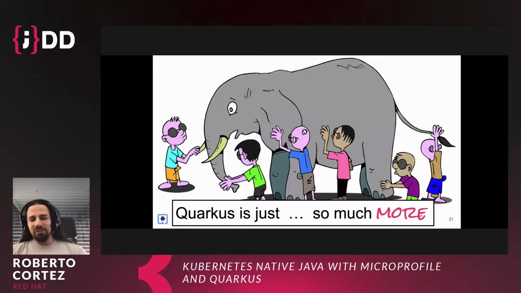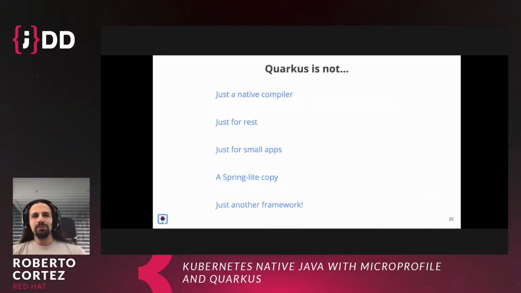Now, a lot of people may think that Quarkus is just a native compiler, or just something that allows you to build REST applications, or just for the cloud. Well, in my opinion, Quarkus is so much more than that. Let's say what Quarkus is not. It's definitely not just a native compiler. While you can use it as a native compiler with GraalVM, you can run Quarkus on a completely regular JVM as a Java application. It's not only for REST, and it's not only for small applications.